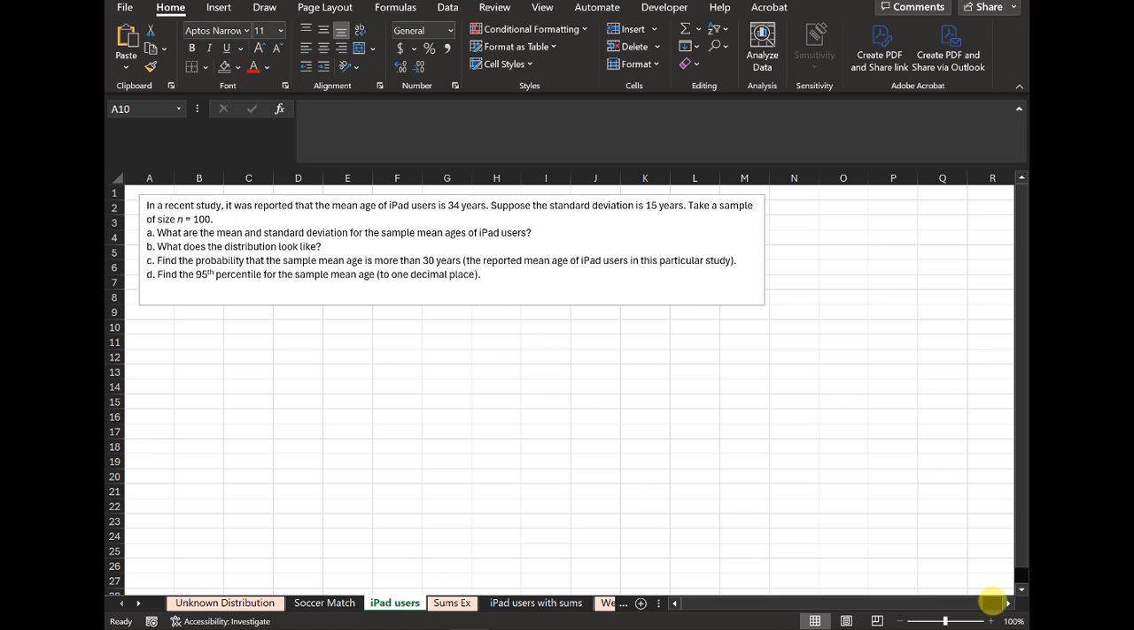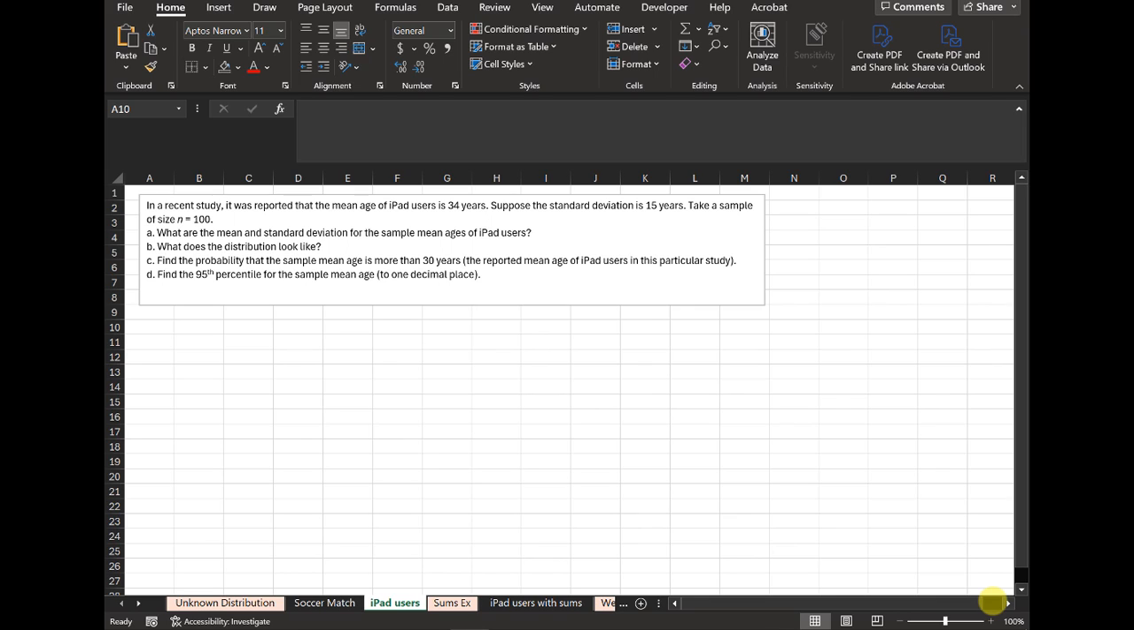So in a recent study, it was reported that the mean age of iPad users is 34 years. Suppose the standard deviation is 15 years. So take a sample size of n equals 100. So we have 4 questions here. The first one is, what are the mean and standard deviation for the sample mean ages of iPad users?